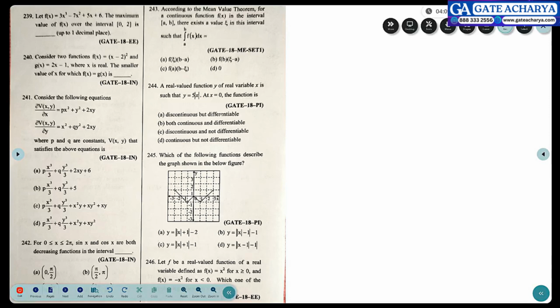Yeah, then only you get the detail. This note is also sufficient, but also learn that.